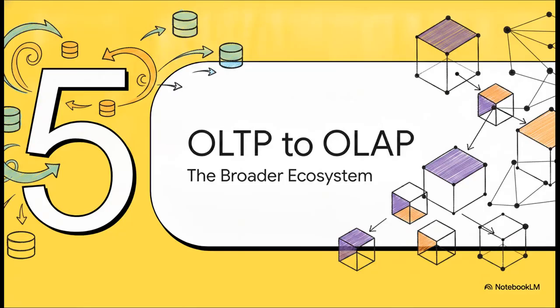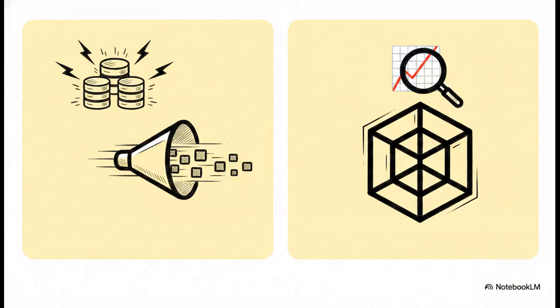Let's move on and see how this builds into our final segment, Section 5, from OLTP to OLAP. Let's see how this fits into the broader world of data. We've established that OLTP is the original source of data, the fast, day-to-day operations. But businesses also need to step back and analyze all that data to make strategic decisions, right? Well, that is where OLAP, Online Analytical Processing, comes in.